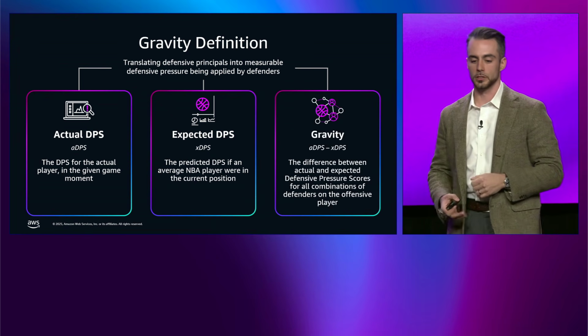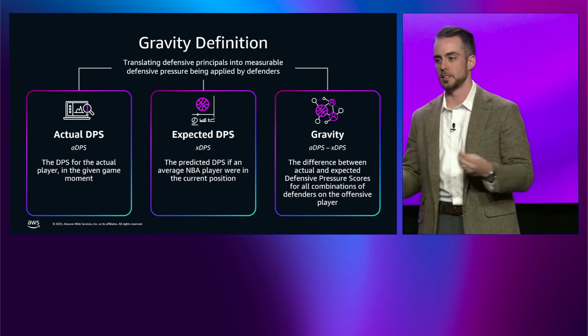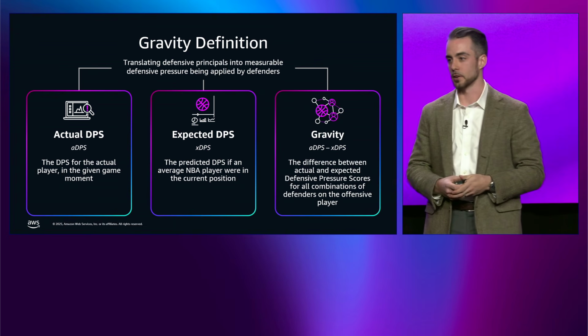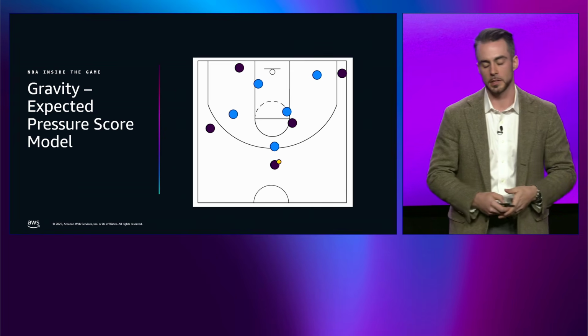And what this allows us to do, like I said, if we take the actual minus expected, we get attention from the defense above expected, which seems like a pretty straightforward definition for player gravity. And so we're really excited for what this can do. But a little bit more about that expected pressure score model.